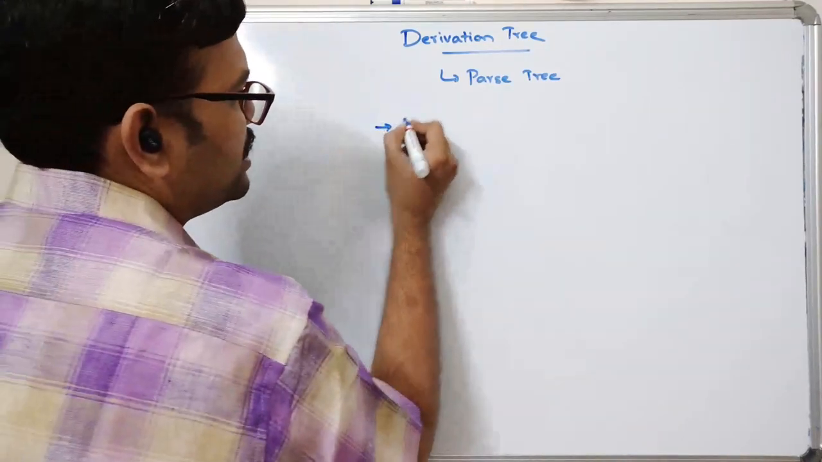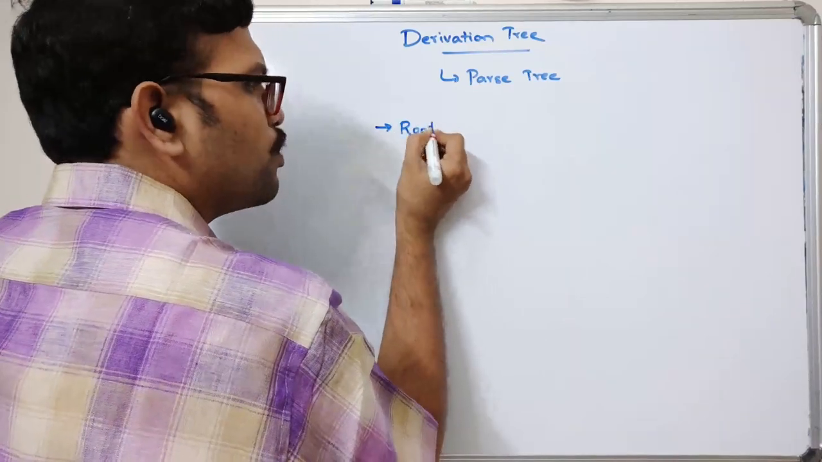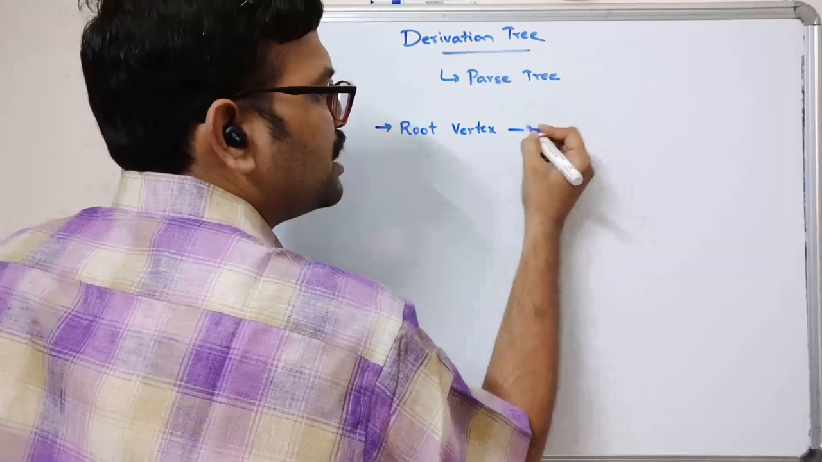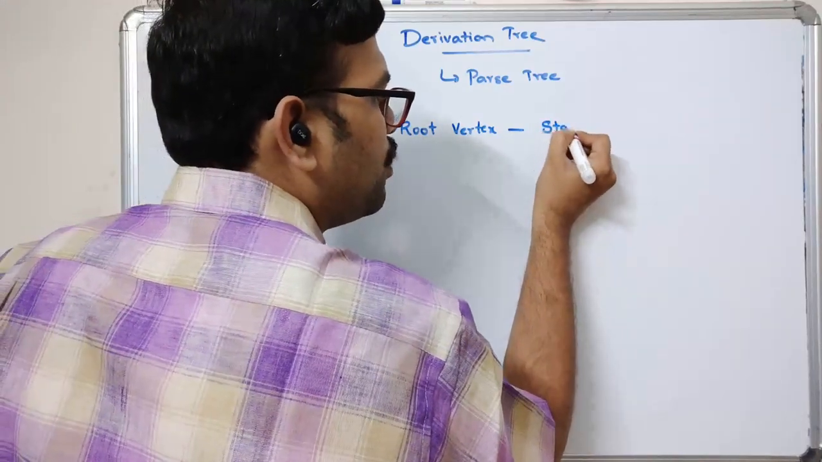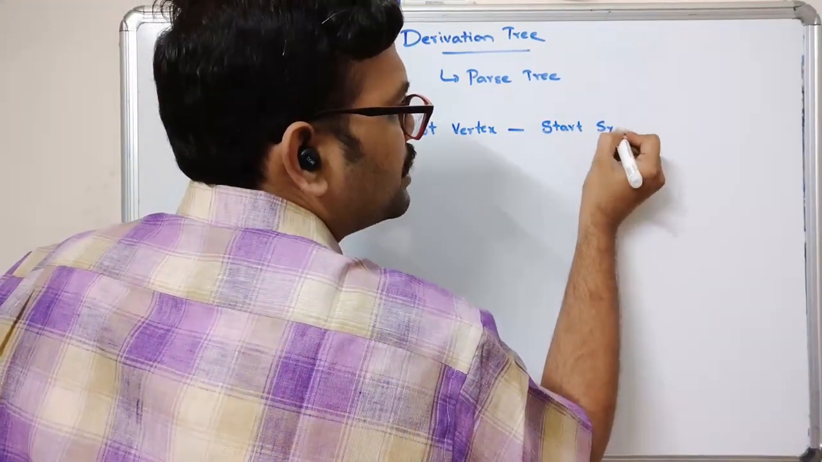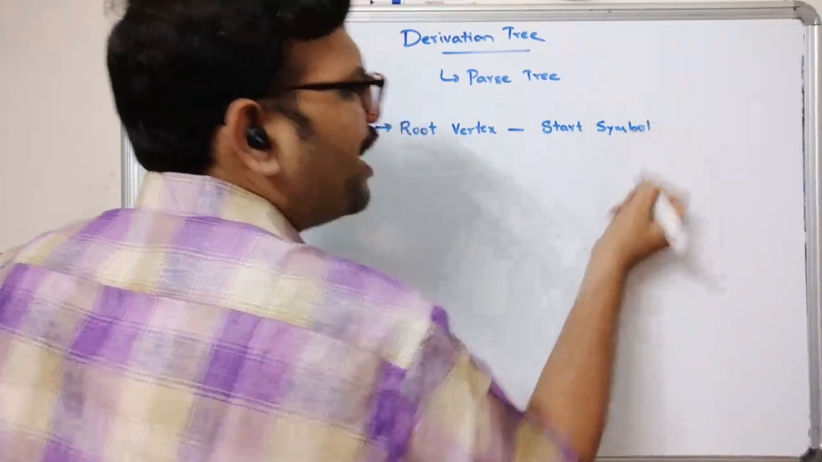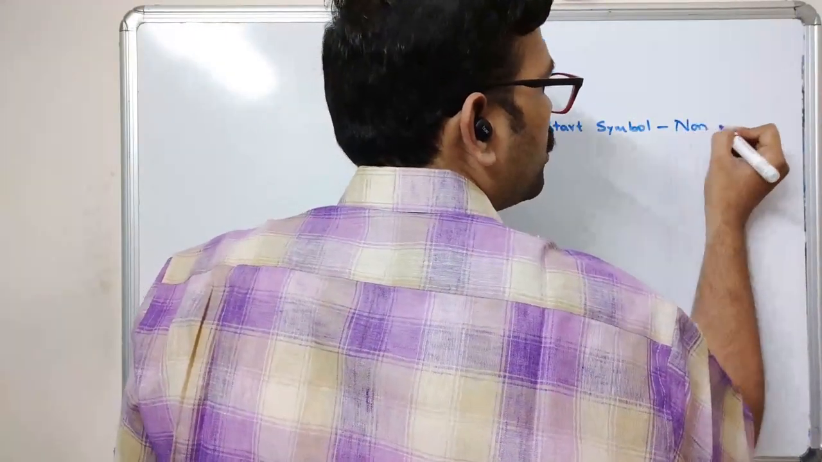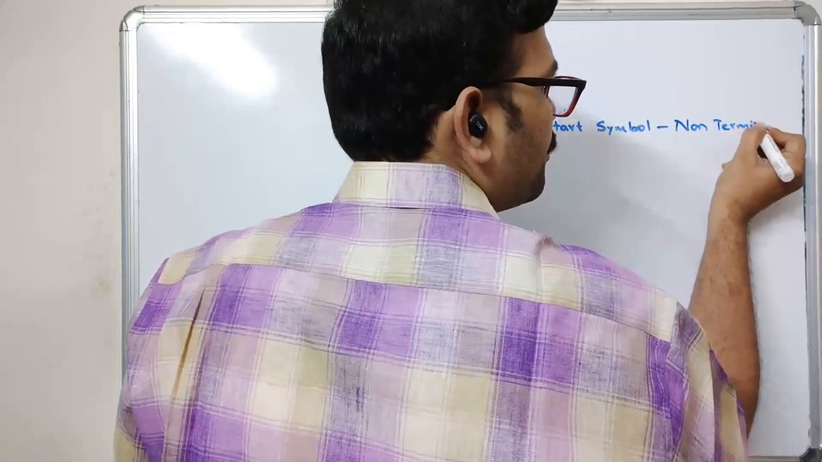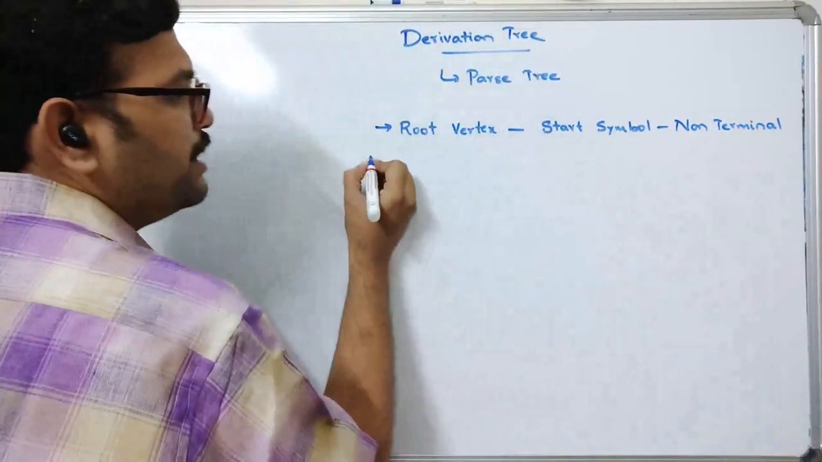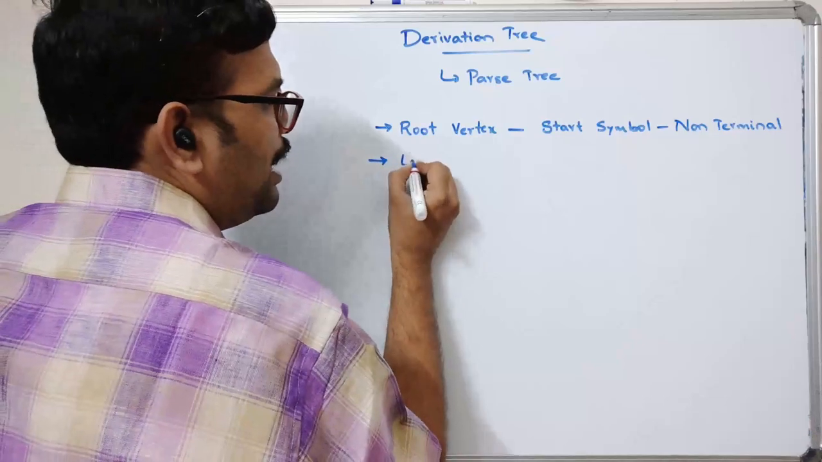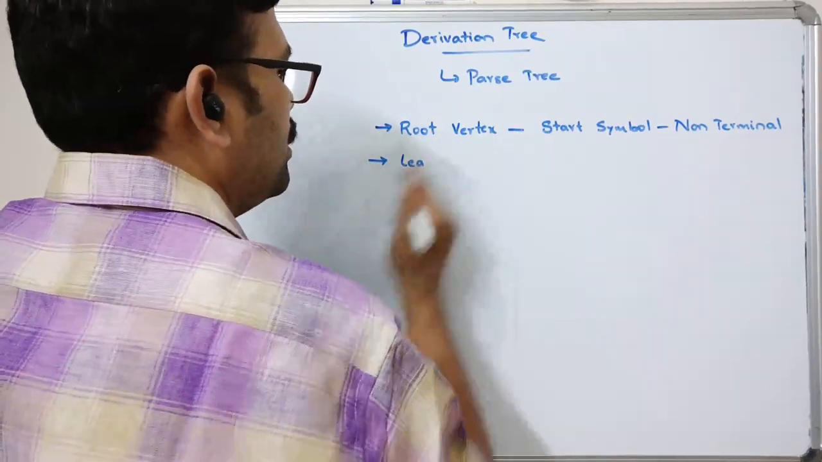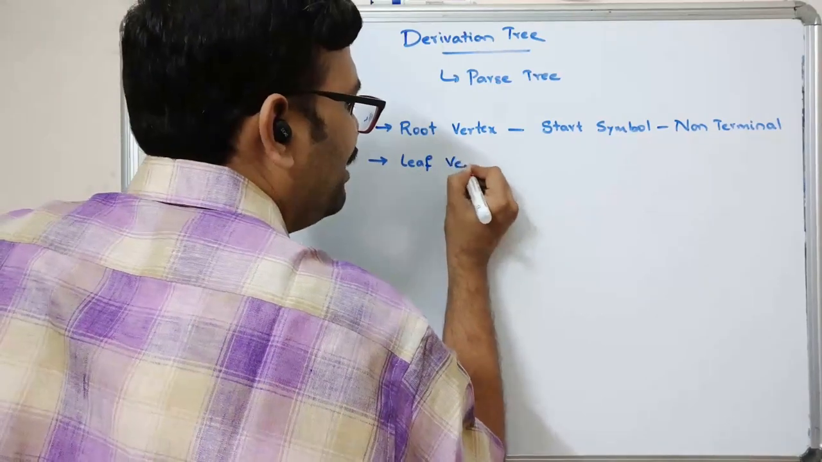The first one is the root node, or root vertex, which is nothing but the start symbol of our CFG. Okay, and this will also be a non-terminal. The second one is the leaf node, or leaf vertex.